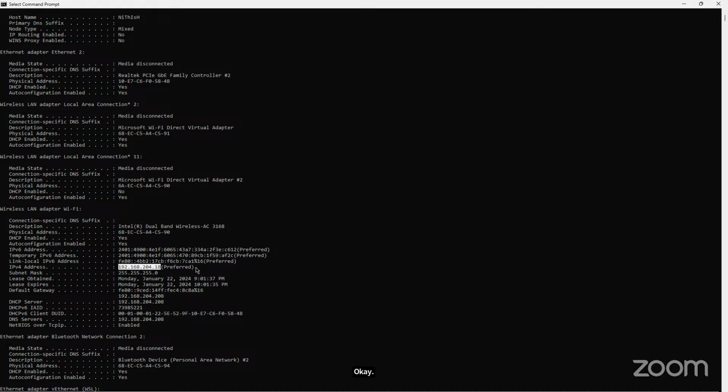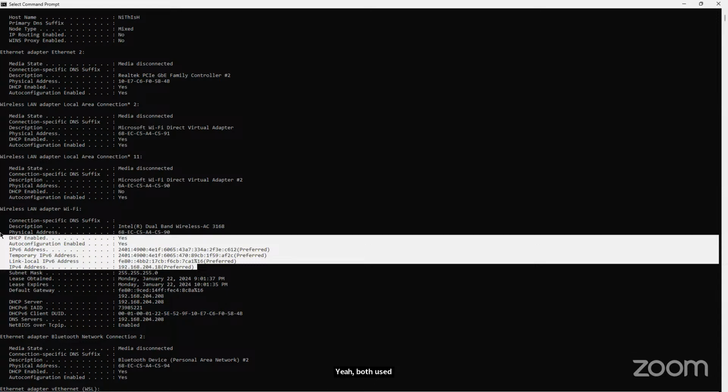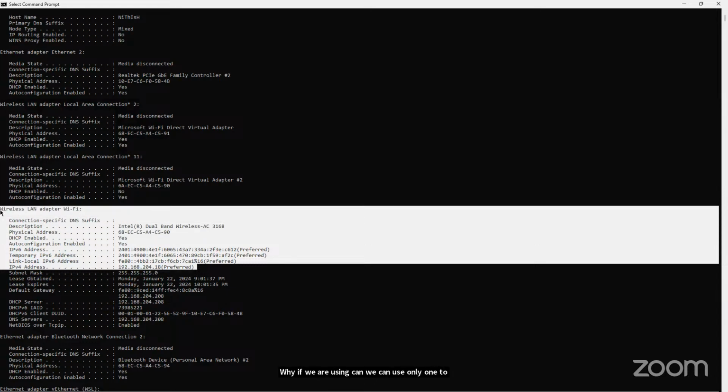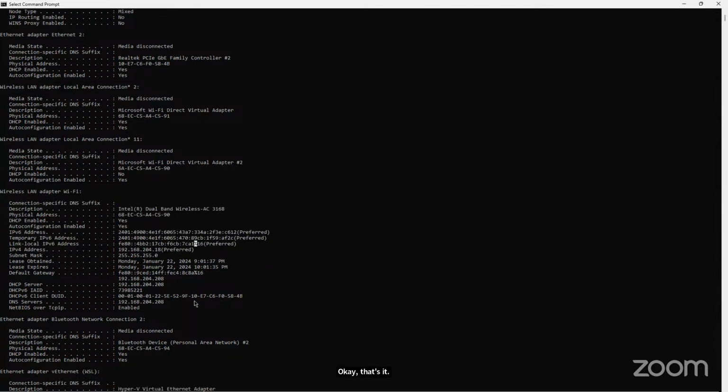Both IPv4 and IPv6 are used here. Why, if we can use only one, are we using both? For example, let's say today you have a 4G SIM, or a 5G SIM. If you go to a 4G network, the 4G network handles it. That's for backup. Yeah, that's it.